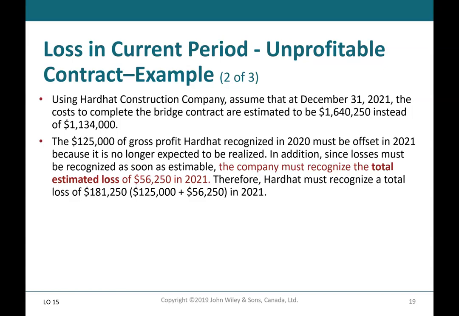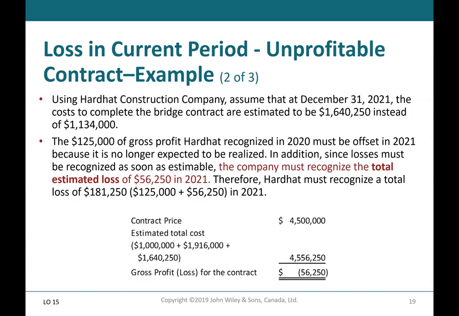Therefore, Hard Hat must recognize a total loss of 181,250, which is the 125,000 plus 56,250 in 2021. So you have the contract price, $4.5 million, estimated total cost, $4,556,250, to give you your gross profit, or in this case, loss for the contract, $56,250.